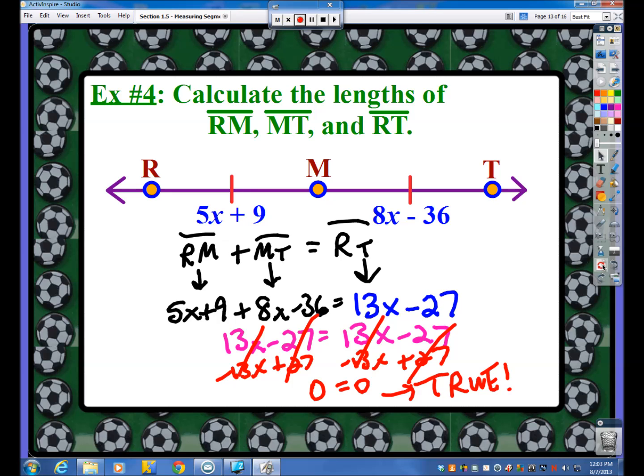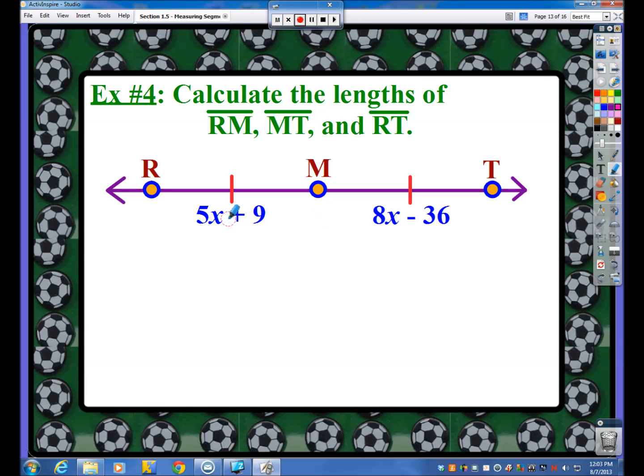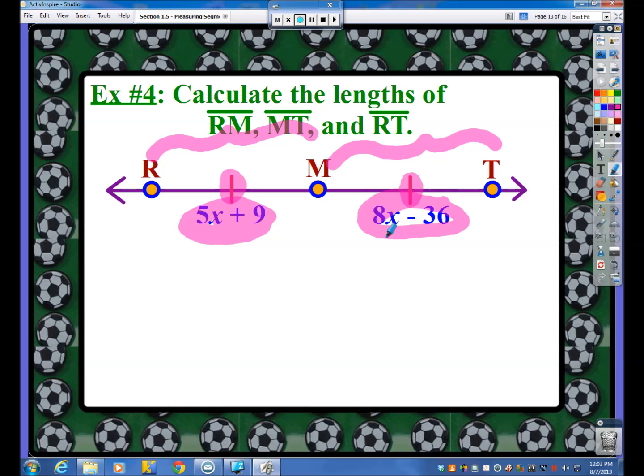Now, the other thing to notice here are those congruent symbols. We're saying that segment RM is the same thing as segment MT. So if two things are equal, and this is a mantra, a saying that I like to do a lot in class, that if two things are equal, set them equal. Okay, so all we really got to do, imagine there just being a big equal sign between these two lengths here. The 5x plus 9 is the same length as 8x minus 36. So now let's solve it.